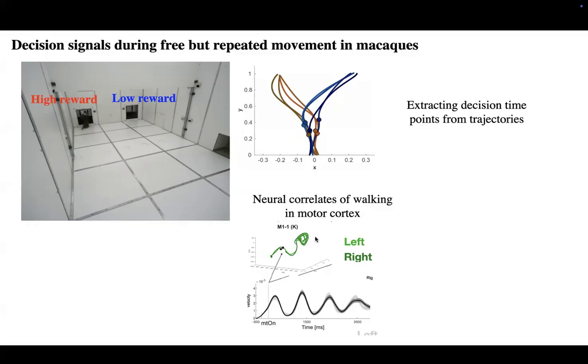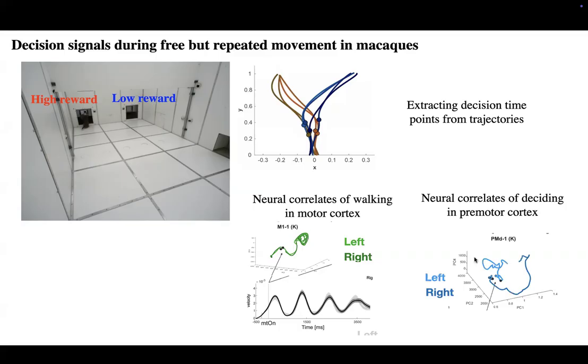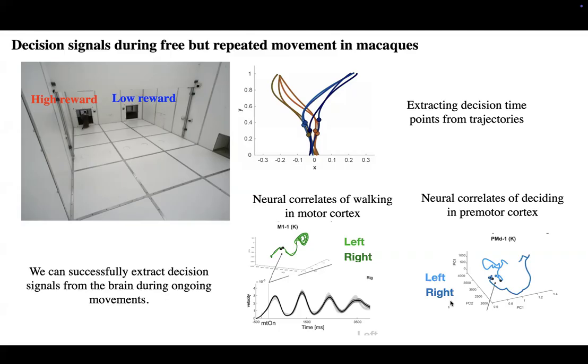And we do not see any left and right distinction. What is super cool though, in the premotor cortex that is supposed to be also part of decision making, we see a very clear split for right and left choices. So what we can say already here, I'm not showing you the full-fledged study, but already here, I hope I can convince you that we can successfully extract decision time point and then the decision signals, so decision neurosignals from the brain during ongoing movement.